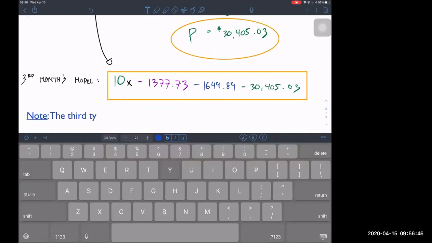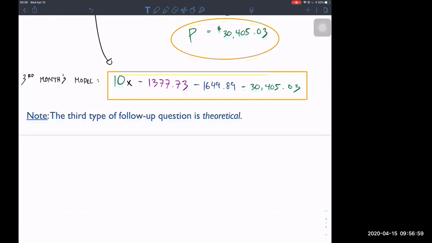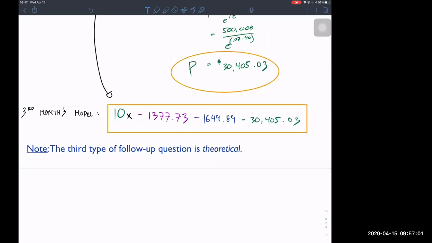the third type of follow-up question is theoretical. In other words, I'm going to be asking you some type of hypothetical situation, and you can show it by calculating or manipulating or something like that, but it's going to be more of a thinking process instead of something that's rote, as in calculating.